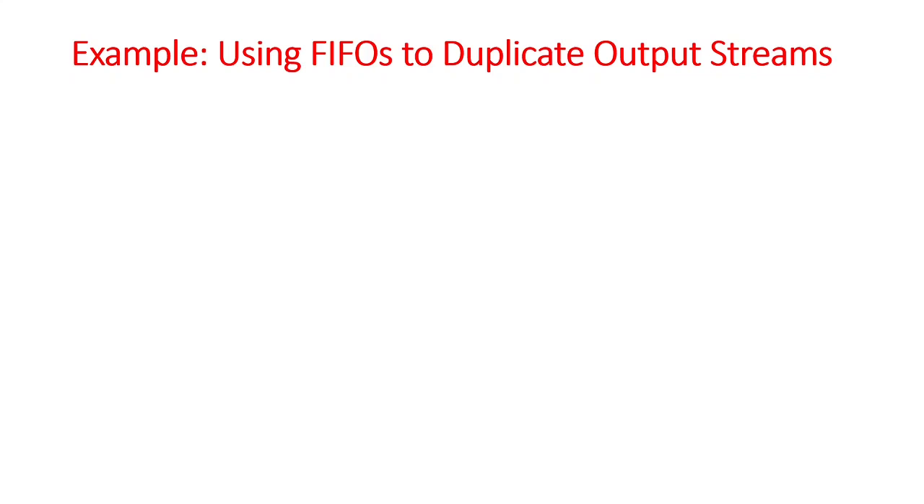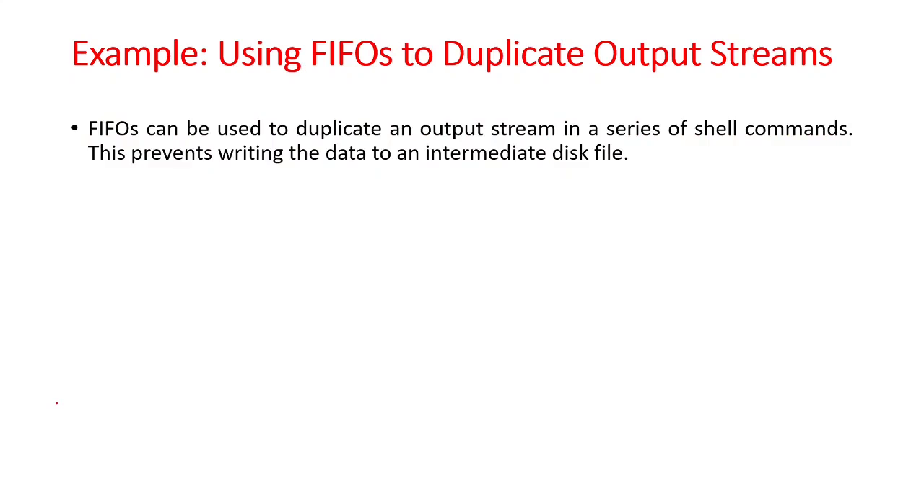Now let us consider an example where we make use of a FIFO to duplicate output streams. FIFOs can be used to duplicate an output stream in a series of shell commands, and this prevents writing the data to an intermediate disk file. Of course, this can also be accomplished by using pipes, as we have already seen, right?